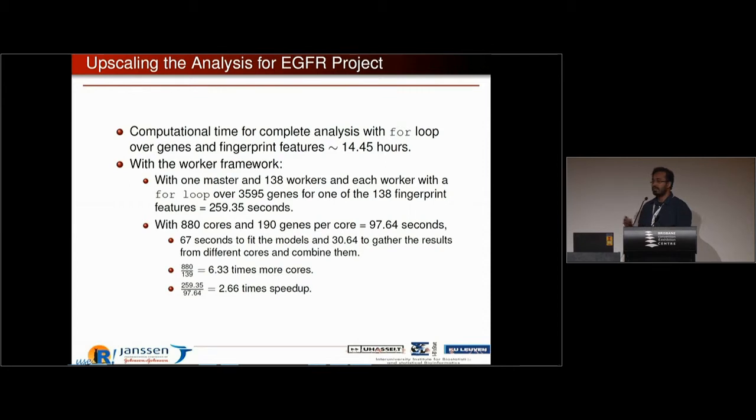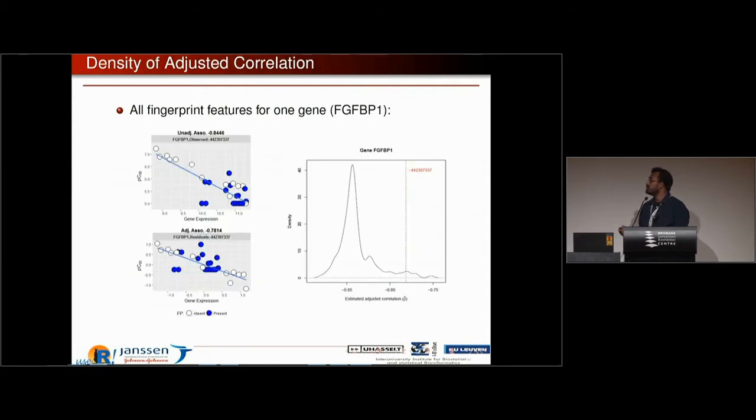But when you look at the breakup of those 97 seconds, you can see that 1/3 of the time goes into combining the results. So that's the trade-off you make when you are using more cores. Here we end up using 6 times more cores, but we get only 2.6 times speed up. So it really depends on what kind of implementation you want to go for. But the good part is that instead of 14.5 hours, we managed to do it in seconds. So that's why we could do some further analysis, as I mentioned before.